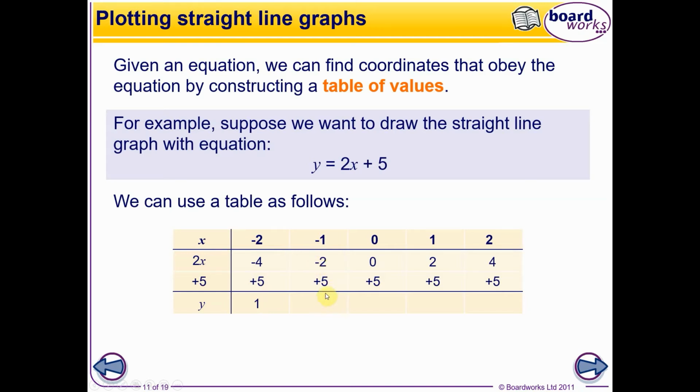Minus 2 plus 5 is plus 3, positive 3. We can write, of course, 3. Here we have 0 plus 5, which is equal to 5. 2 plus 5, which is equal to 7. And 4 plus 5, which is equal to 9. So the table now is filled up, okay?